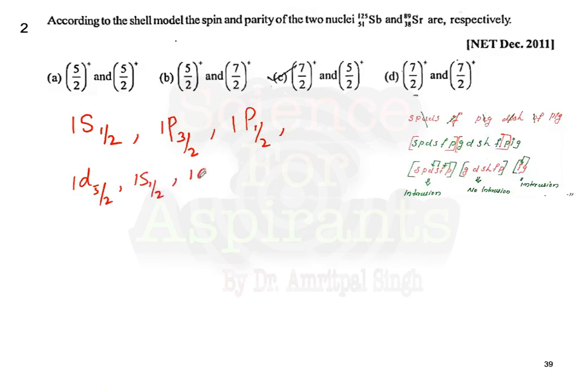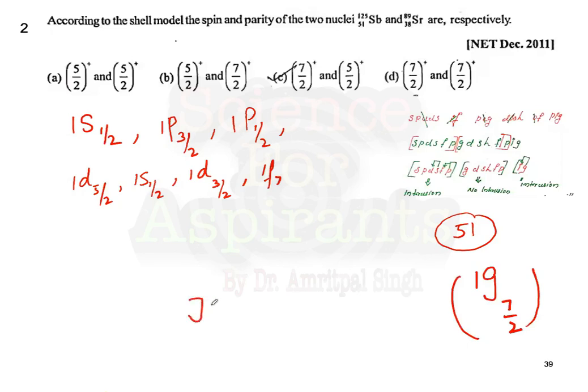You got that? Sir, it's 1g 7/2. Yes, the unpaired nucleon is in that orbit. The last unpaired neutron or proton will be present in 1g 7/2, and from that the J value is coming 7/2.